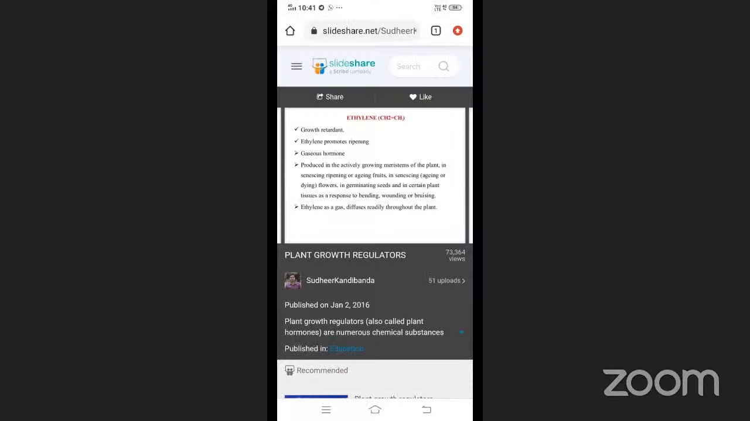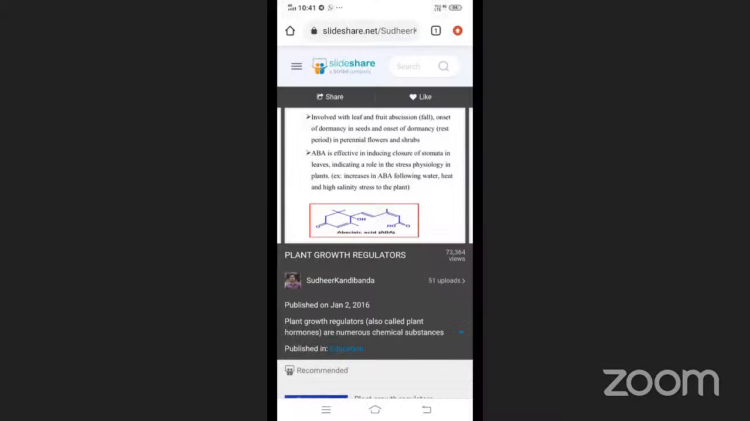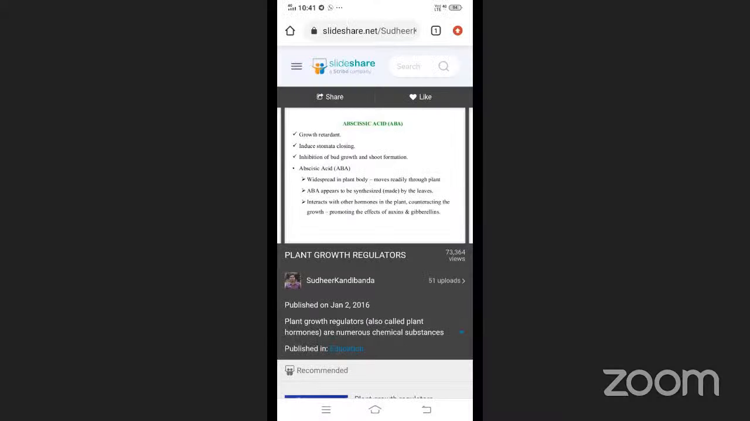Next one is abscisic acid. This is another plant inhibitory hormone, the abscisic acid. It is a growth inhibitory hormone, also called the stress hormone, and is known as the drought resistance hormone.